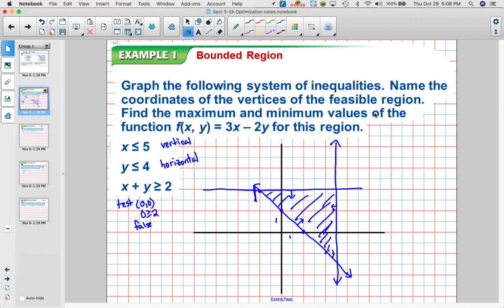All right, so now I have to name the coordinates of the vertices. So the feasible region is this triangular region that I have. Now I need the coordinates of the vertices, and it's pretty easy to tell. -2, 4, because I can see right where they are, which is why graph paper is good. 5, 4, some of you, when you're doing it on your own lined paper, it's kind of hard to tell where they cross. And then this, we have 5, -3. Okay, those are my vertices.